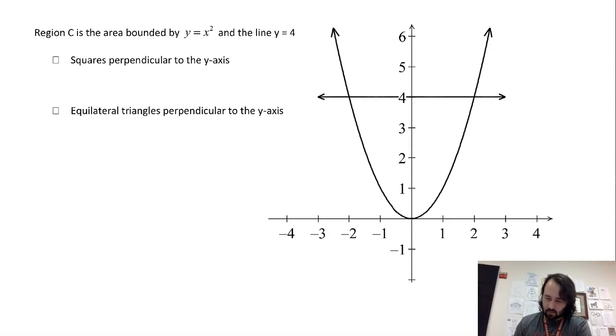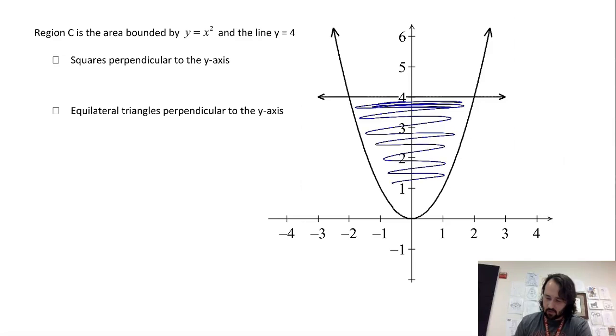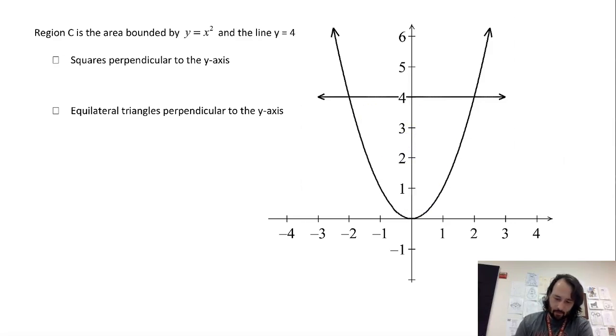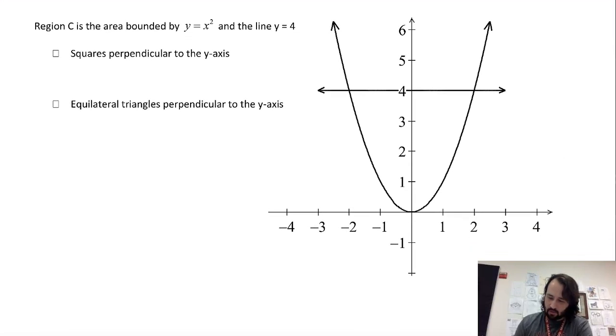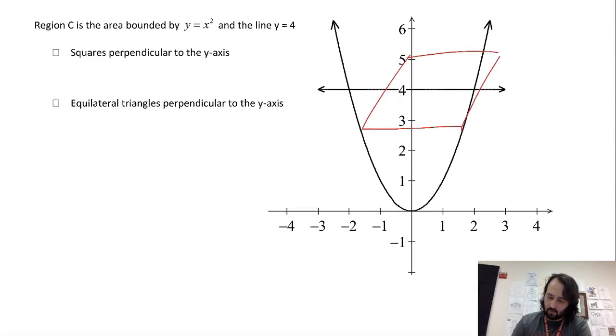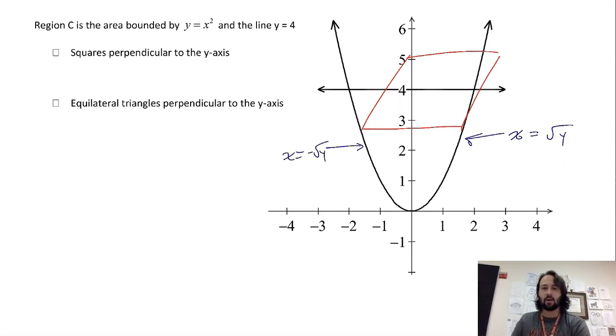Y equals 4. So I'm talking about this region here. Okay. And I am going perpendicular to the y-axis with the first one. So just like in my last one, I'm going to want to write this in terms of y. So I'm going to make this x equals root y up here, x equals negative root y here. So notice they also have symmetry there.